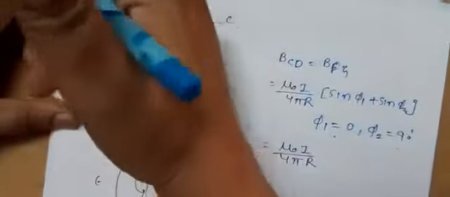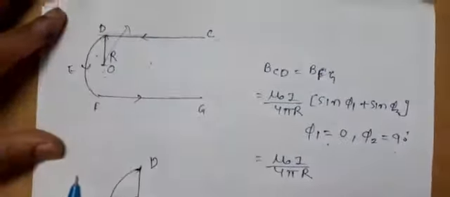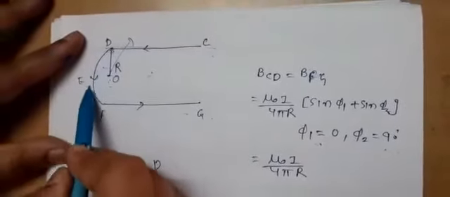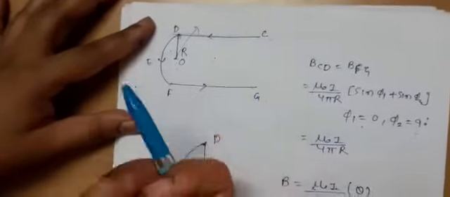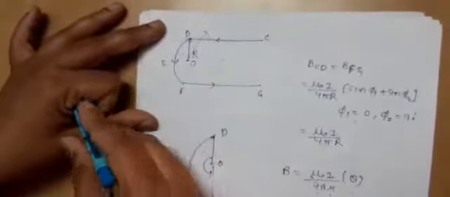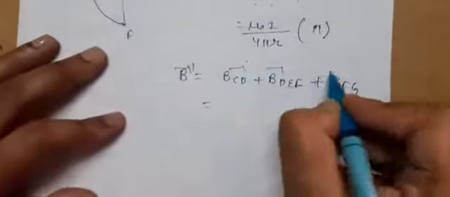As the current is along this direction for the semicircular path, the direction of magnetic field is outward. For the straight wire the magnetic field is outward, for the semicircular part the magnetic field is outward. For this wire also the current is along this direction, you can check the magnetic field is directed outward. So that's why we will add all these results.